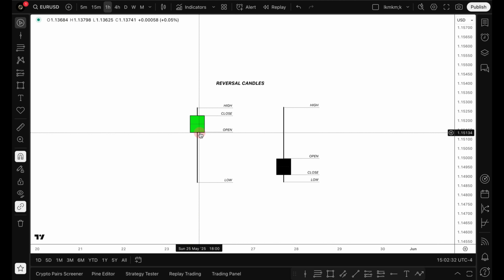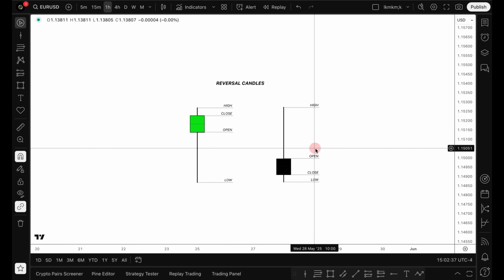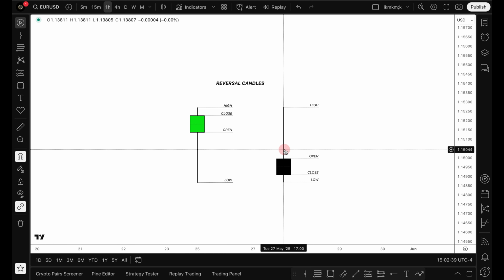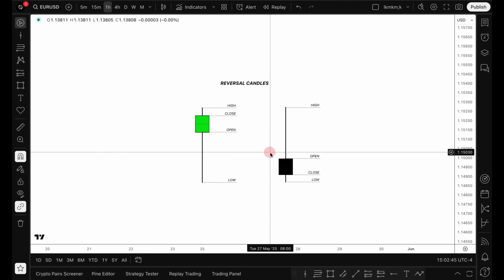So we have the open, low, high, close, and then here we have the open, high, low, close. Now in the next clip, I'm going to show you what it looks like on the lower time frames.